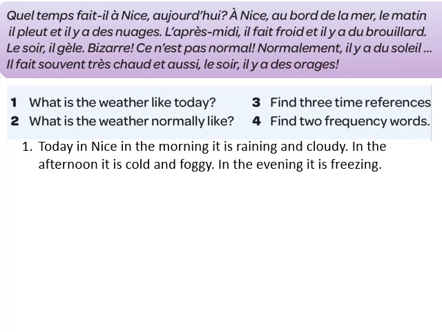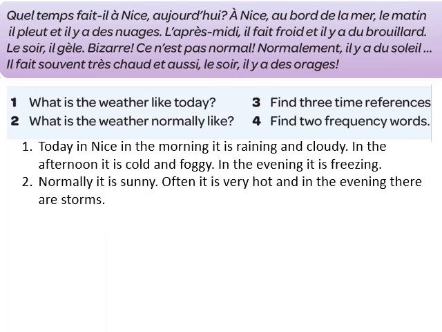Here we go. Today in Nice in the morning it's raining and cloudy. In the afternoon it's cold and foggy. In the evening it's freezing. Strange, because normally it's sunny. Often it's very hot and in the evening there are storms.